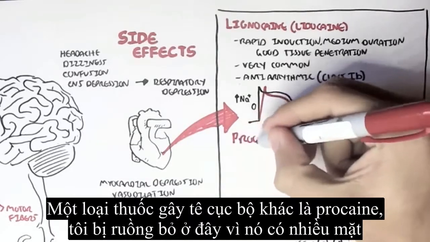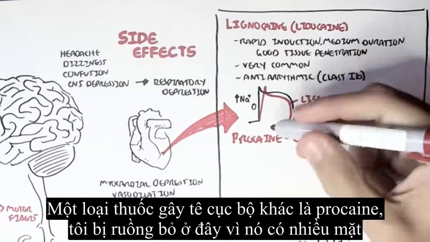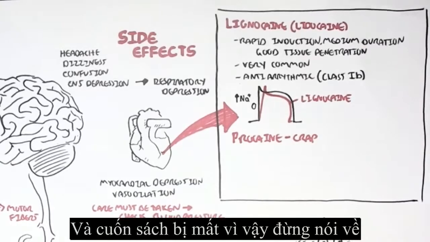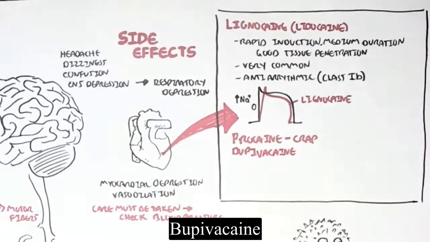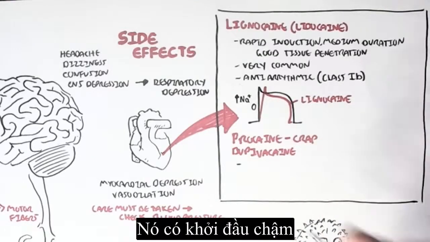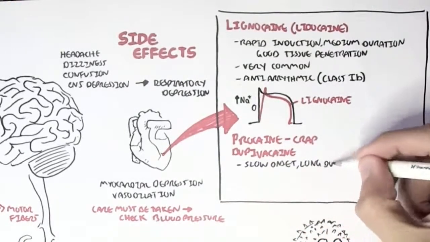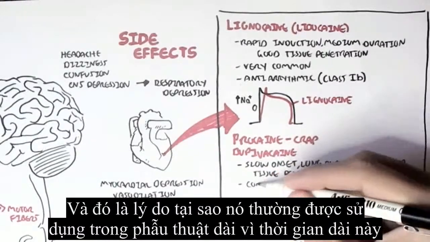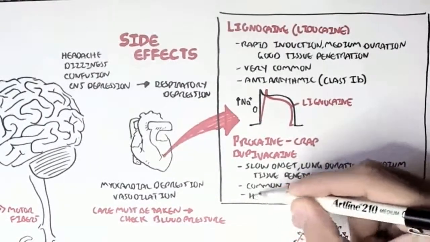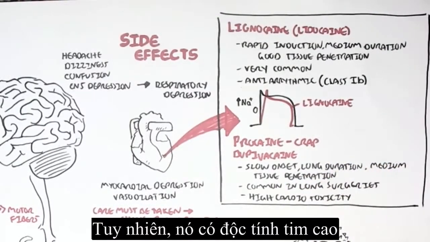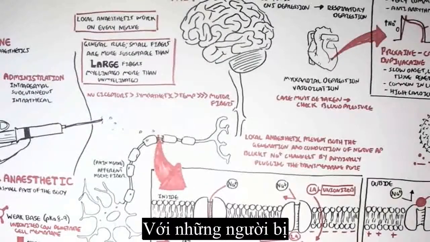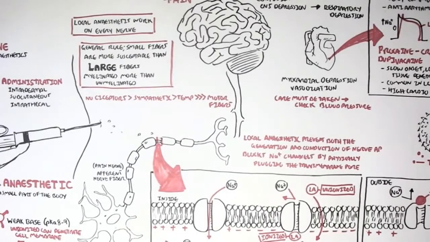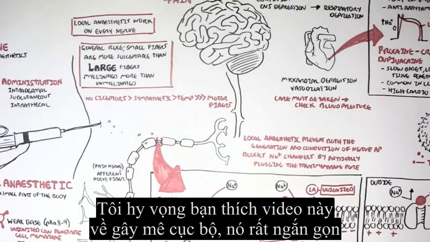Another type of local anesthetic is procaine, which is, I wrote here, crap because it has many side effects and it's not very useful. And the last local anesthetic I want to talk about is bupivacaine. It has a slow onset, a long duration, and medium tissue penetration, so it's pretty good. And that is why it is commonly used in long surgeries because of this long duration. However, it has high cardiotoxicity, so care must be taken when using this with people suffering from heart failure or something like that.